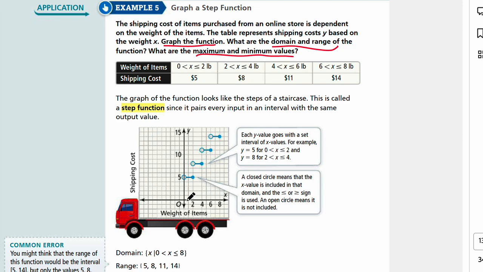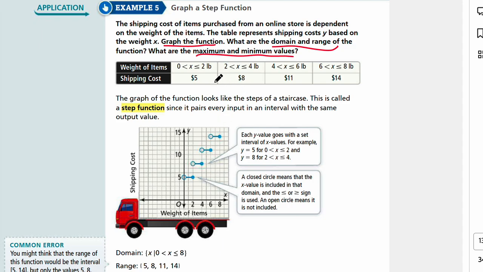So let's think about how this graph is possible. So from 0, you're not going to use this shipping company, right? You're not going to have a shipping cost when you don't buy anything. So 0 doesn't make any sense. So anything greater than 0, you have a shipping cost, right? So the weight when it's greater than 0 will start from $5, and then until 2 pounds, it's still the same. And then when it becomes greater than 2, it jumps to $8.